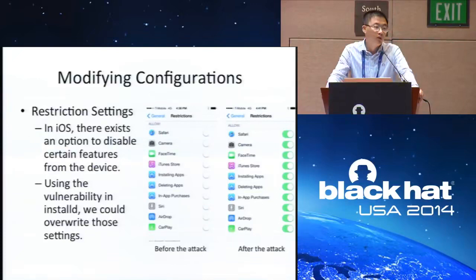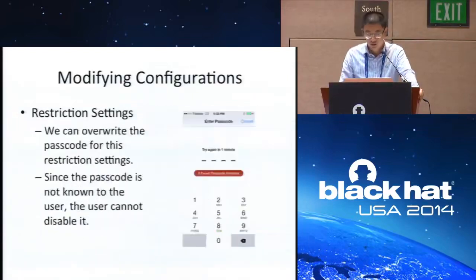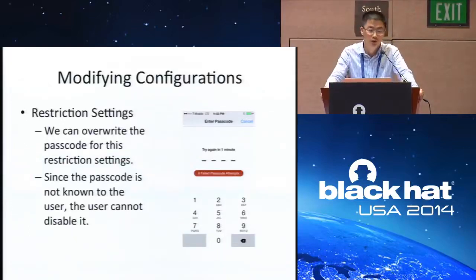We located the configuration file for this feature, and we asked install-d to overwrite this configuration file. By doing that, you can see there are two snapshots. The left one shows that before we launch the attack, all the functionalities are disabled. But after the attack, we can re-enable all of them. More importantly, to enable the restrictions setting, the user needs to set up a passcode. Unfortunately, the passcode is also stored in that configuration file. That means install-d can overwrite the configuration file and reset your passcode. If you don't know the passcode, you cannot use the restrictions functionality anymore. We think it's a very severe denial of service attack.